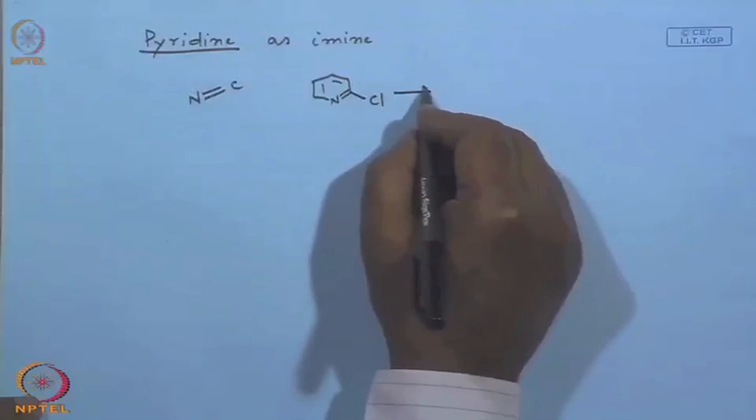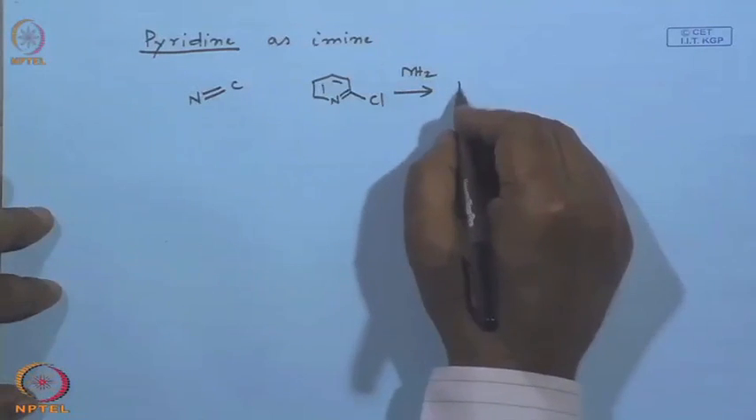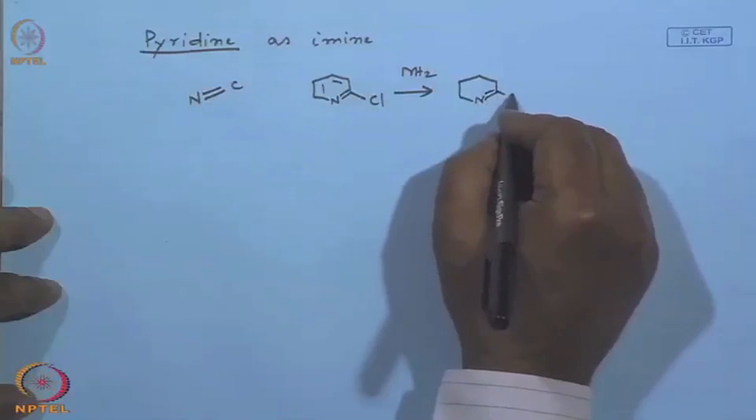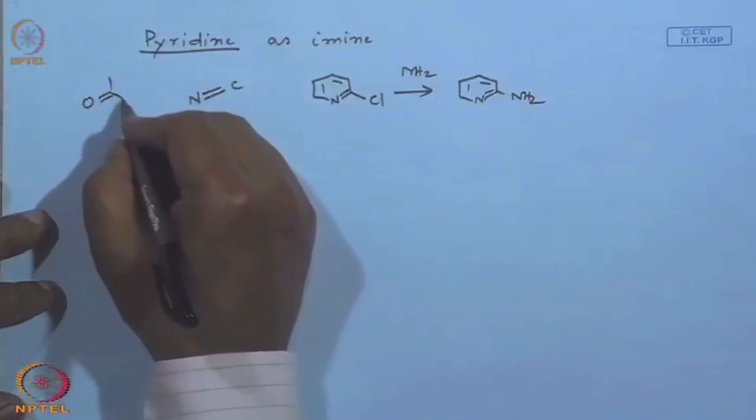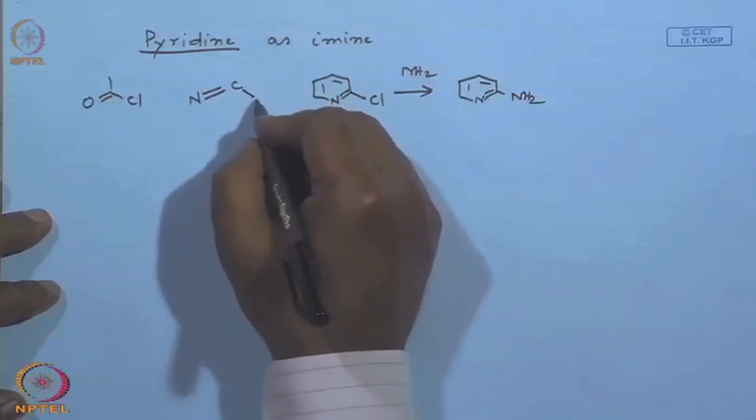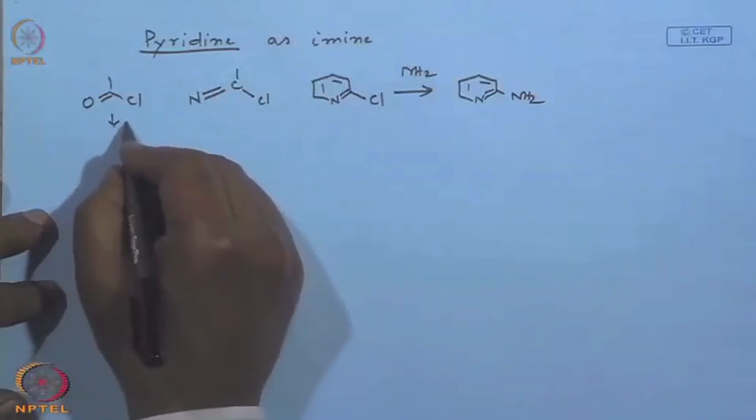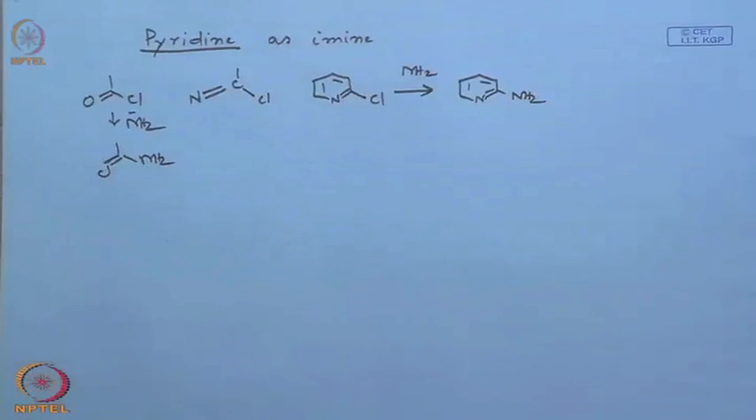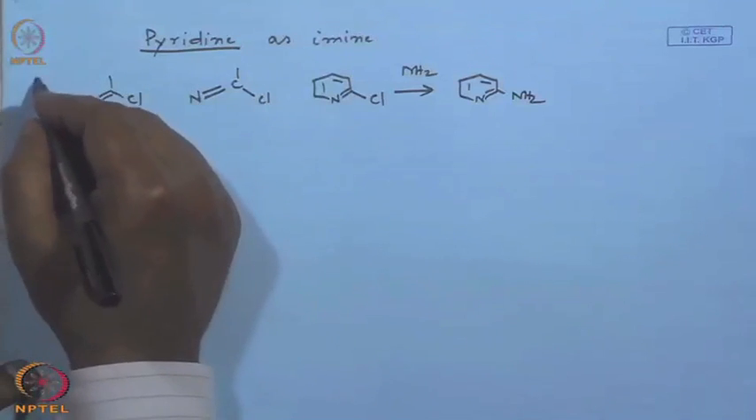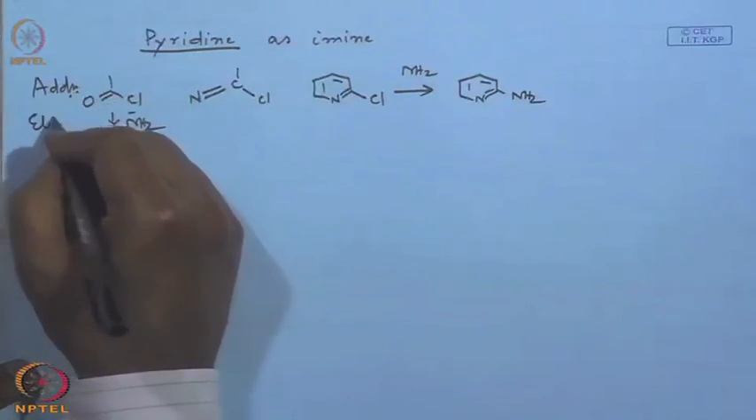Now, if you have 2-chloropyridine and NH2, in no time chlorine would be replaced by NH2. You can think of an analogy, just like acid chloride, for example, or imine chloride. If you react acid chloride with NH2 minus, you form the corresponding amide. So the pyridine is equivalent to a structural or functional moiety of imine, carbon double bond nitrogen. So it is a reaction typically called addition and elimination reaction, fine.